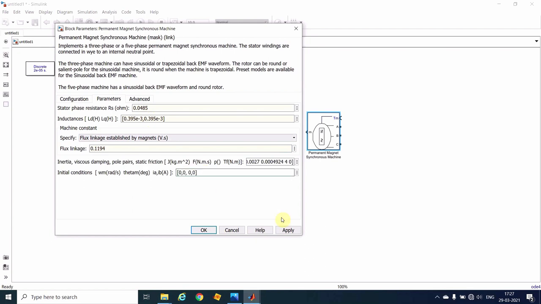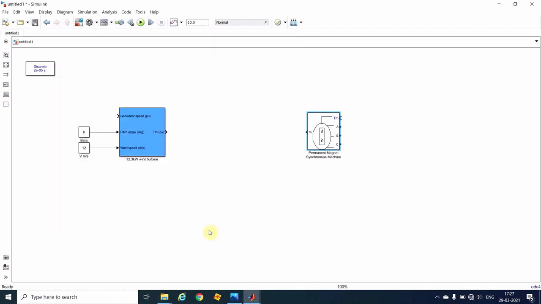And this PMSG power rating will be 12 kilowatt. So this is the PMSG, permanent magnet synchronous generator. This wind turbine will give torque in per unit, right? So we have to convert it into an actual value because this PMSG will take the actual value.